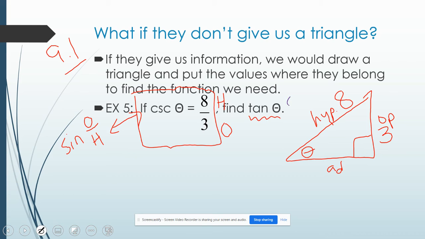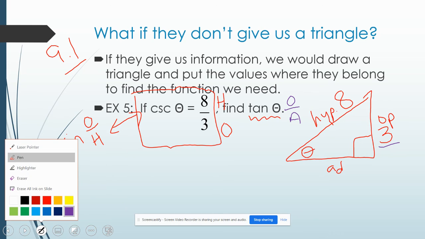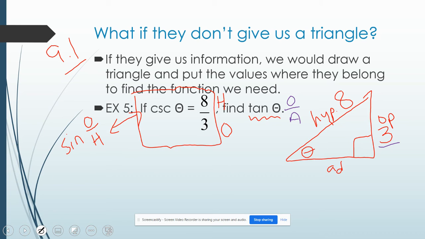Tangent, TOA, is looking for the opposite over the adjacent. Well, we know that the opposite is 3, but we don't know the adjacent. So we're going back to our good friend Pythagorean theorem, and we are looking for adjacent. So a squared plus 3 squared is equal to 8 squared.